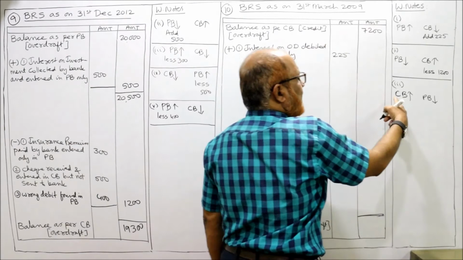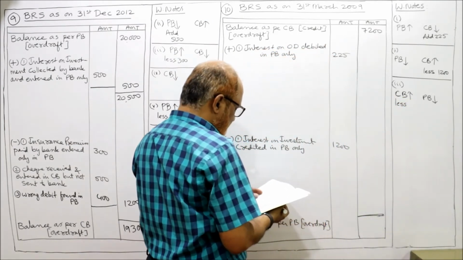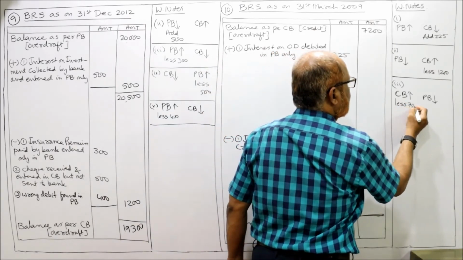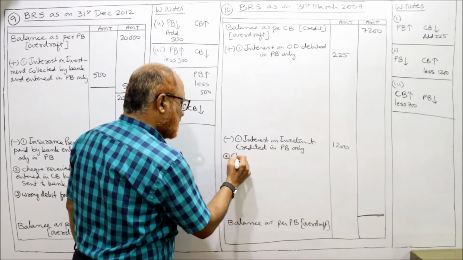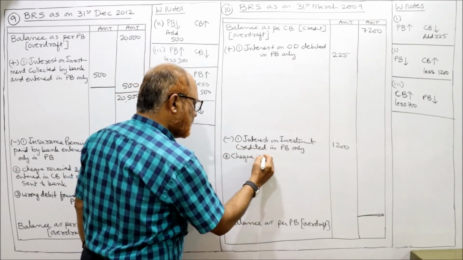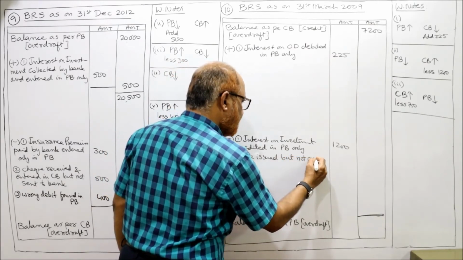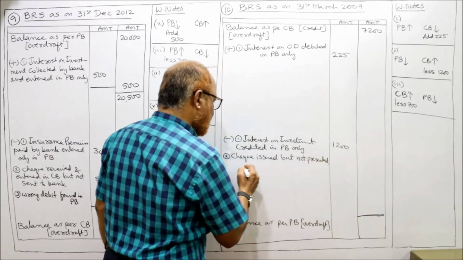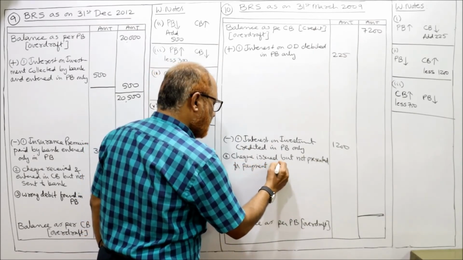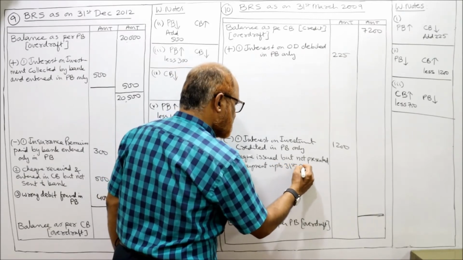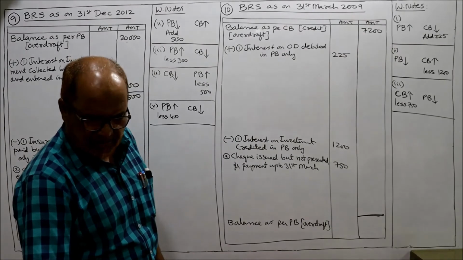Our starting point is cash book. It is showing more balance. So what we have to do? Less. How much is the amount? 750. So here, second item: check issued but not presented for payment up to 31st March, 750. That's all. Second item completed.